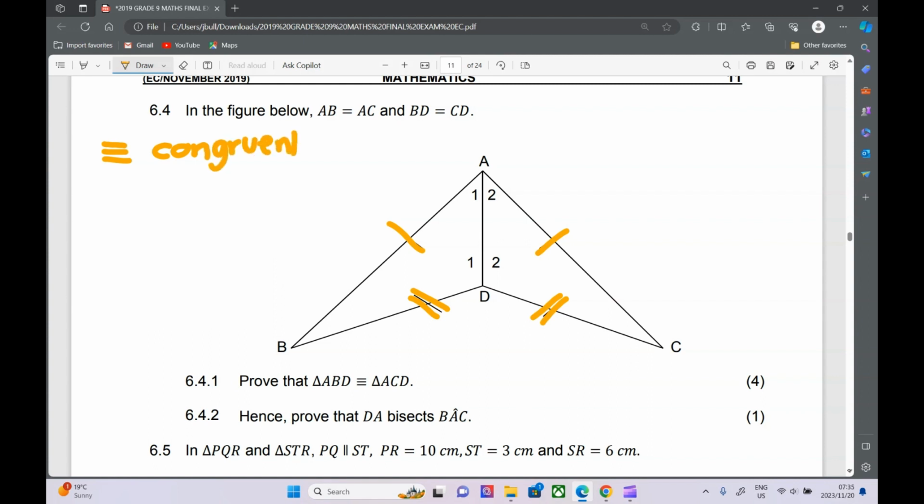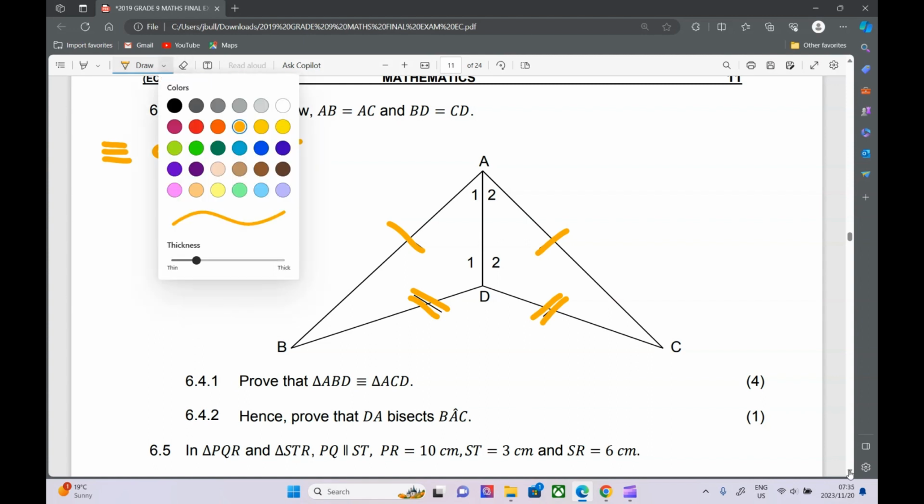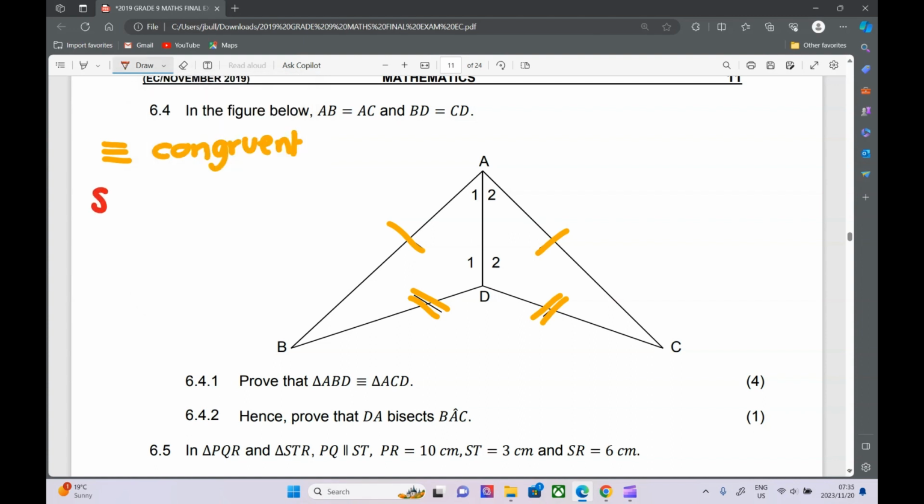So for congruency, there's a few reasons we can use. We could use side angle side. We could use side side angle. We could use a right angle, a hypotenuse, and a side. Or we could use 2 angles and a side. So these are reasons that we can use to prove congruency.